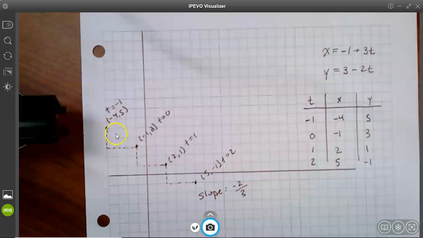Of course, we could try t-values in between, and presumably we would get x and y coordinates that were in between, all sorts of fractions, decimals, irrational numbers, and so on. But this would be a straight line with everything filled in. It's not as though we're hopping from point to point. All right.